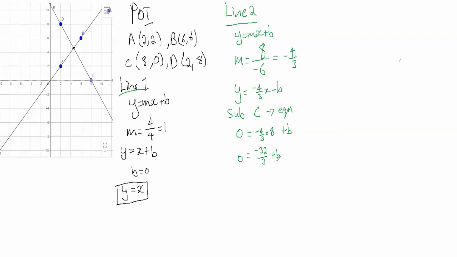And then how do we solve for b? You just move this to the other side. It's currently negative, so I'm going to add 32 on 3 to both sides. So you end up with 32 on 3 equals b. All right, so now you have your b.